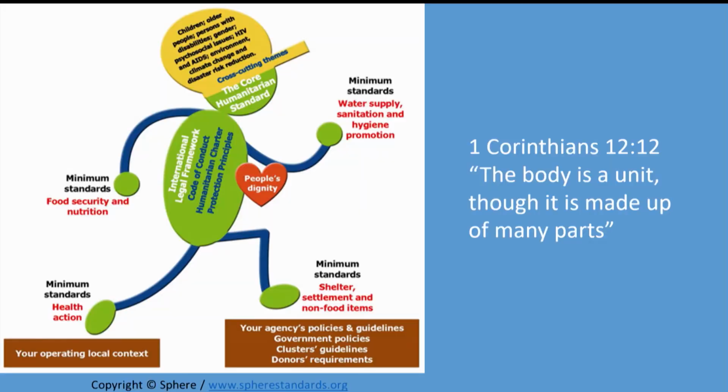This is my favorite depiction of the Sphere Handbook. So people's dignity is at the heart. That's kind of where we start. And then the framework is the humanitarian charter, the legal, ethical, biblical basis of things. What guides us is the core humanitarian standard. And then what we do with our arms and legs is WASH, health, shelter, and food security and nutrition.